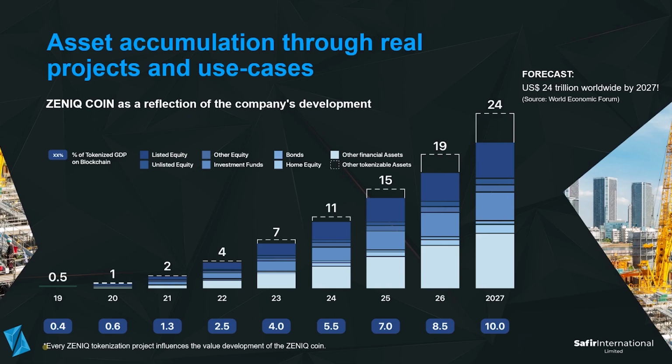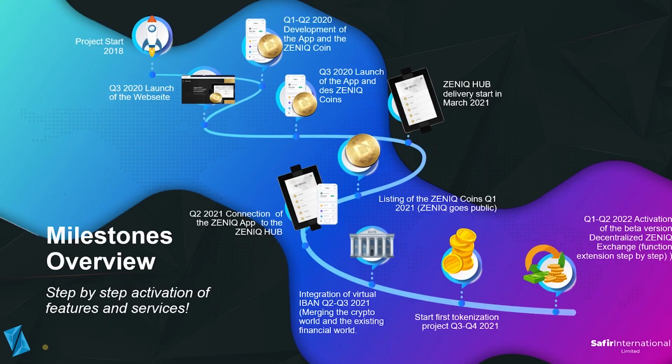Here we see a milestone overview. We have the project start here in 2018 and gradually working on the project, like launching the website and so on. Also, the Zeniq Hub delivery started in March. The first few pieces are being delivered. Also, the listing of Zeniq coins has been done, so it is already listed. I will show you at the end of the presentation where you can buy and sell it.